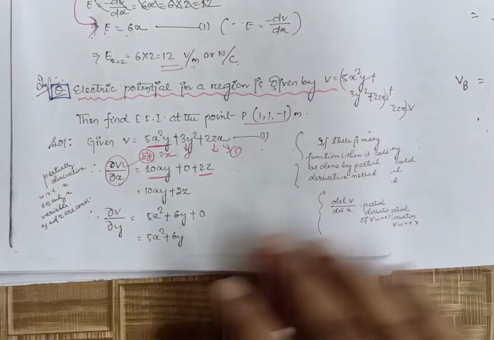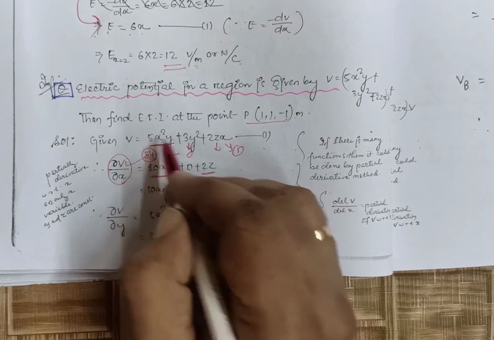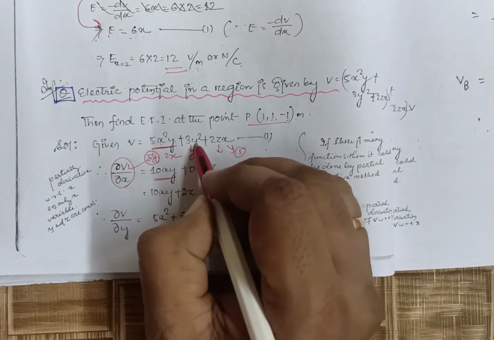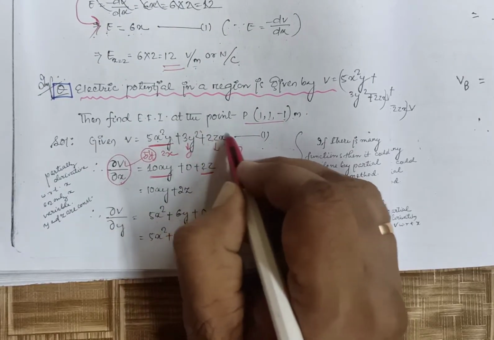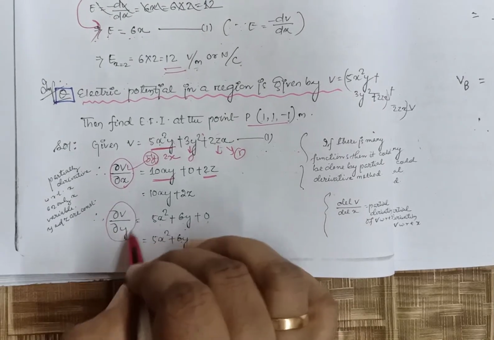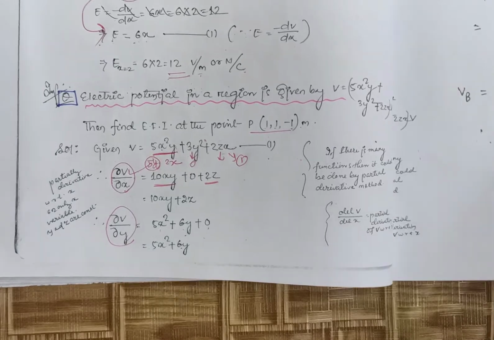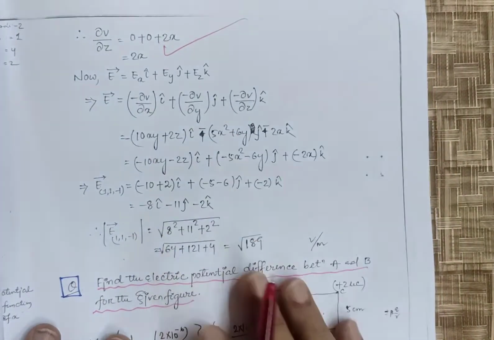Similarly, you can also check del V by del y. In the first term, y is variable, 5x square is constant, and the derivative of y is 1. In the second term, y is variable, that's why 6y. And where there is no y, all terms are constant, so that is 0. So 5x square plus 6y. Similarly, we have to calculate del V by del z, and this one you can check.